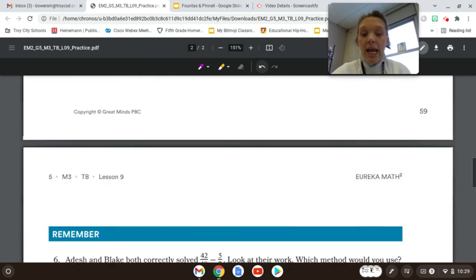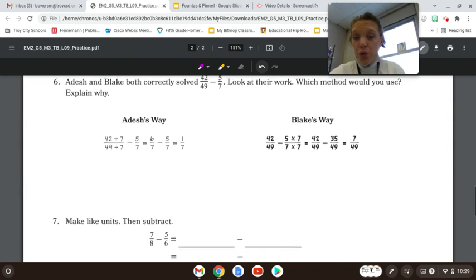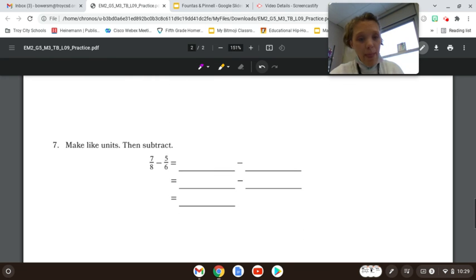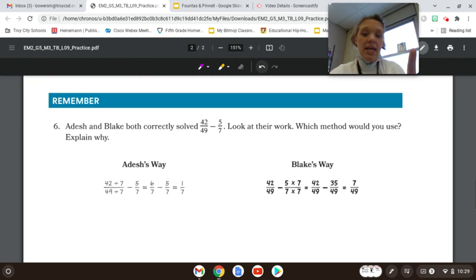Okay. Again, the second page is review from our last portion of this unit. So they can work on this on their own.